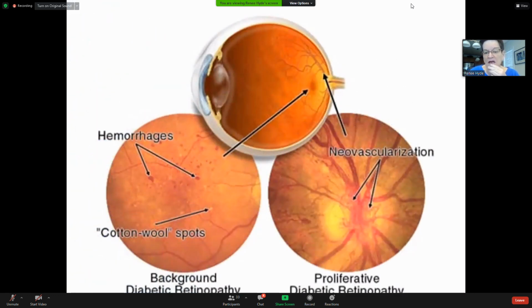What you see with this slide is that you may get what we call these cotton wool spots, okay? These are old areas of hemorrhage that basically heal with areas that appear white on those retinal pictures, okay? In that proliferative stage, you see a lot of growth of these abnormal vessels. And so this is one of the reasons why it's very, very important to do that retinal photography, okay?